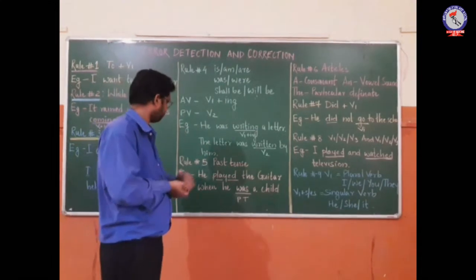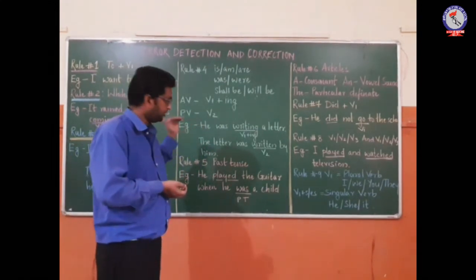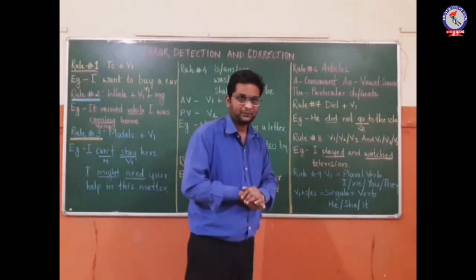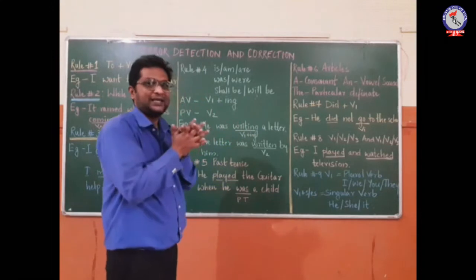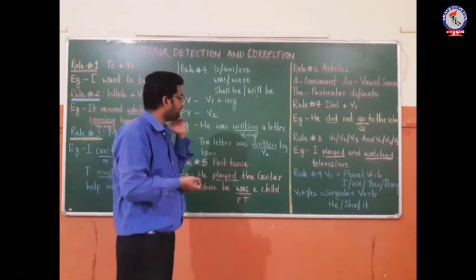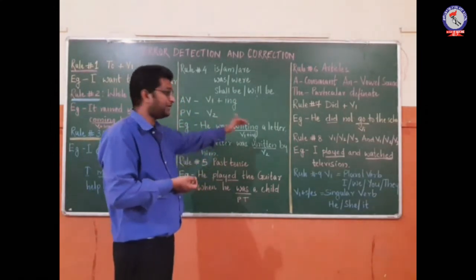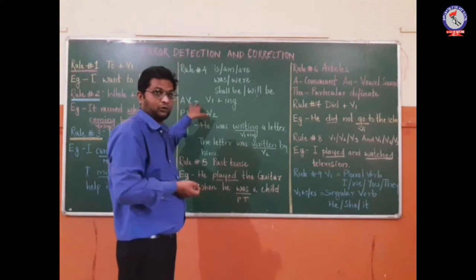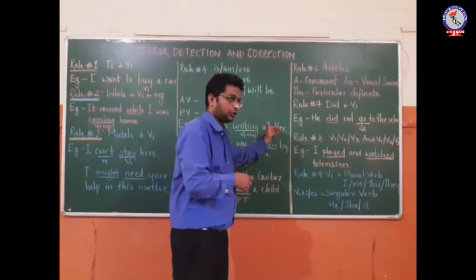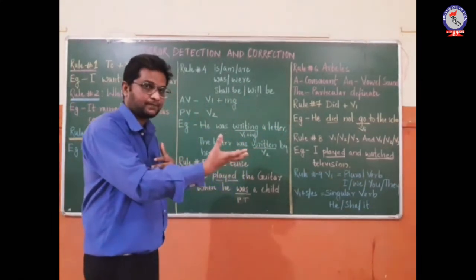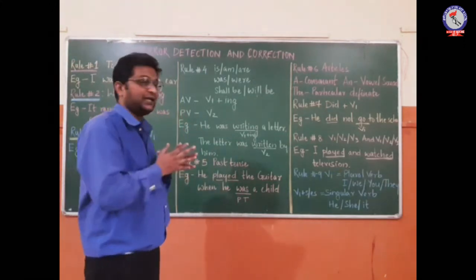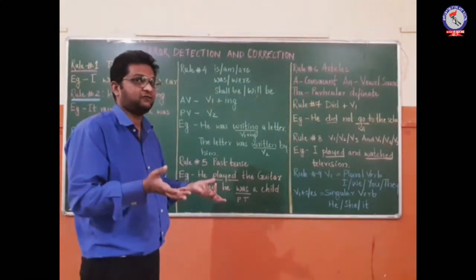See here. Example number 1. He was writing a letter. Now this sentence is in active voice. So we have used writing, V1 plus ing, according to the rule of active voice. V1 plus ing, writing a letter. Now that same sentence is converted into passive voice. Then the form of verb will be changed.